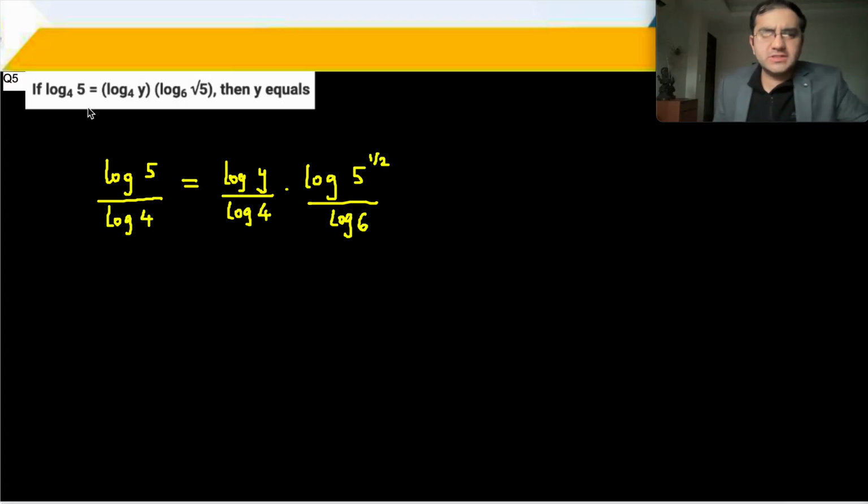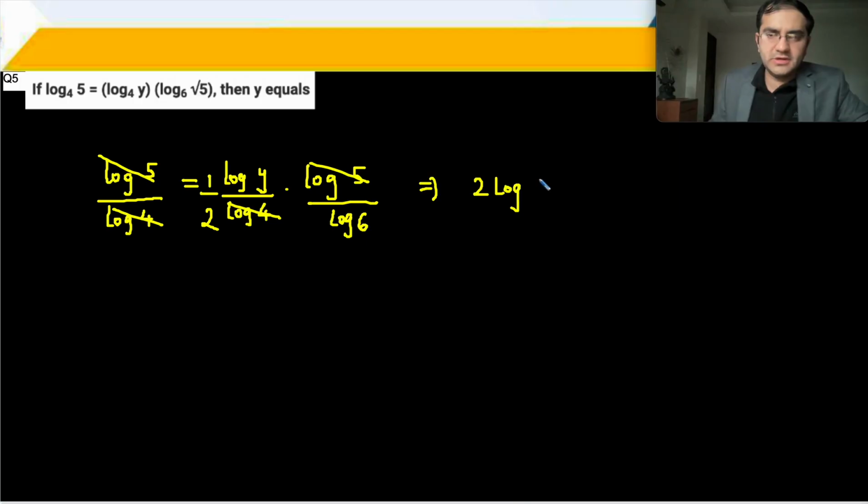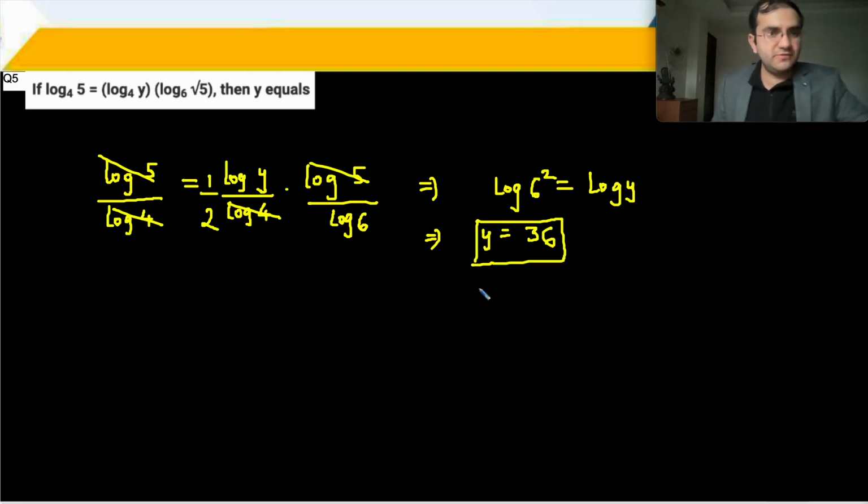Basic question on logs. Just separate the base, log 5 upon log 4. यहाँ पे separate log 4 and separate log 6. And then from here, this half, which is in the power, can come down. Half comes down, log 5 cancel, log 4 cancel, and 2 log 6 gets cross multiplied. 2 log 6 is equal to log y, and 2 goes into the power, that becomes 6 square. And now just function inverse, log inverse, y is equal to 36 is your right answer for question number 5.